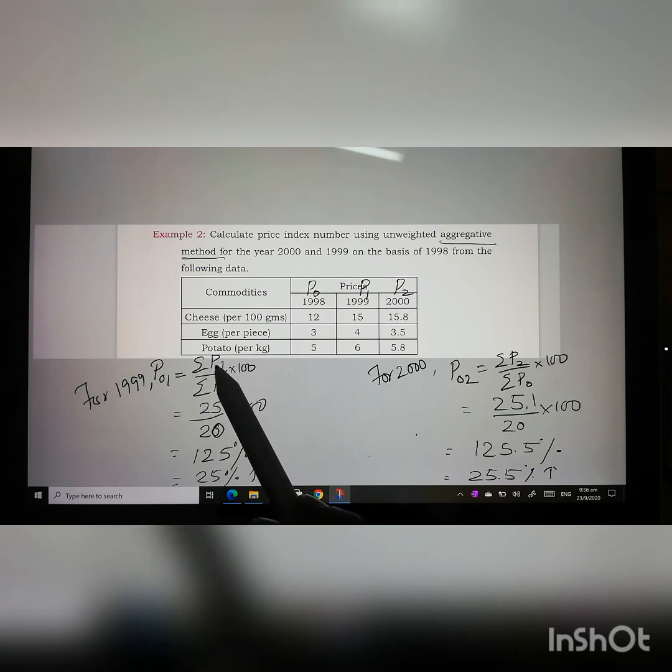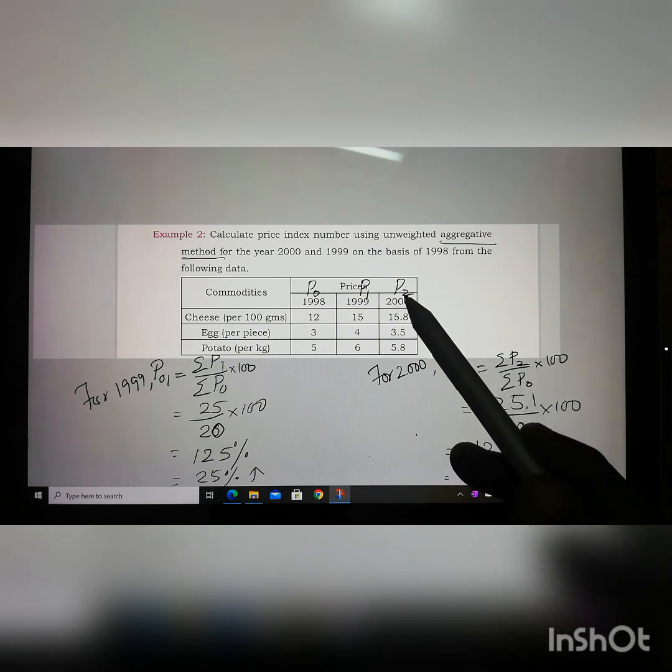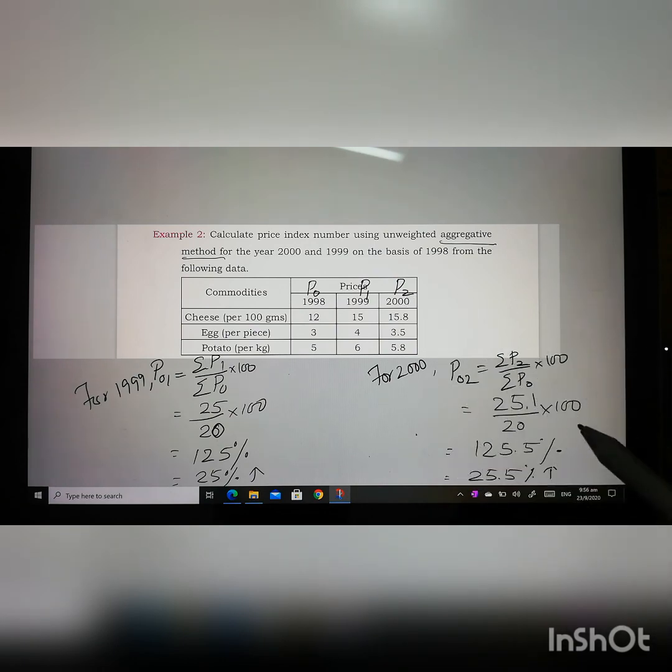The same aggregative: sum of all the current year totals divided by the base year totals. The current year right now we considered as 1999. The sum of all current year totals divided by the base year. In this, the current year is all about the 2000 prices. So this is how we do the calculation. I hope you have understood this, students.